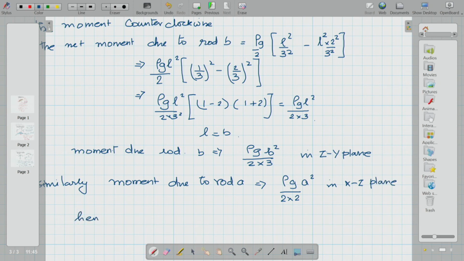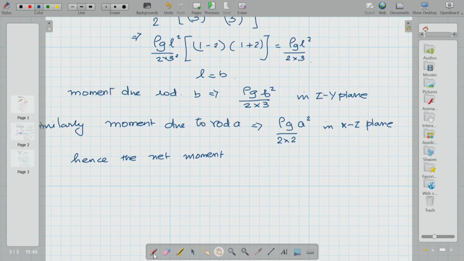Hence, the net moment is a vector addition of both these moments. So the moment M would be rho g by 2 into the root of (a to the power 4 by 4 plus b to the power 4 by 9). Thank you.